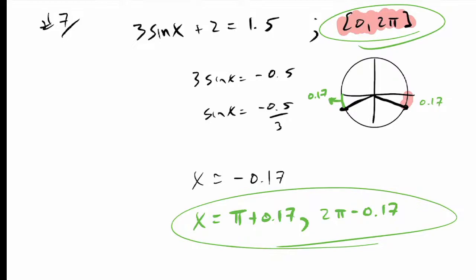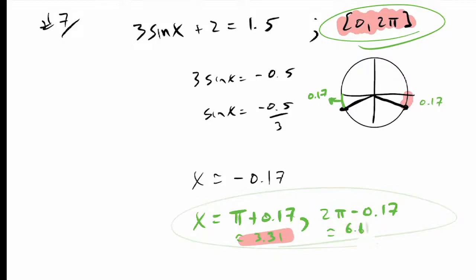Now the textbook will probably actually calculate them. And then they'll get 3.31. And here it's 2 pi minus 0.17. And I get 6.11 as the two values. Those two numbers.